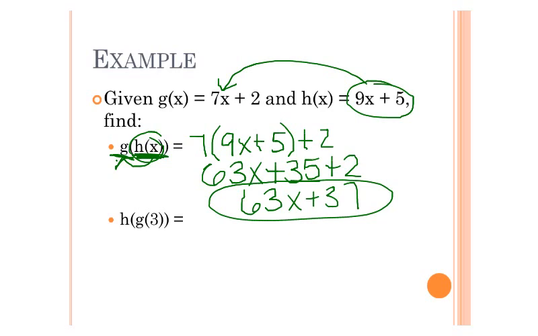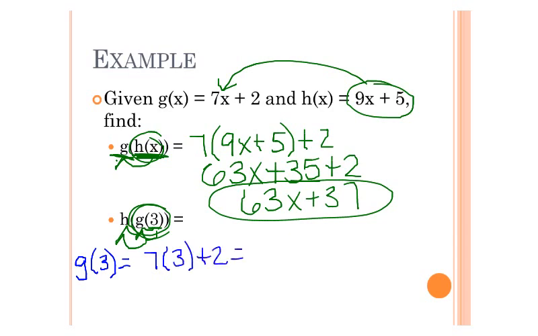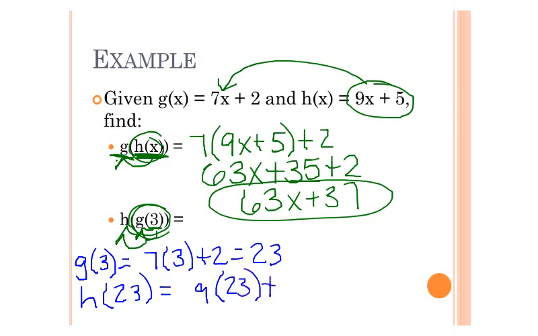And then here, I actually have a number inputted into a function, and then that inputted into another function. So I'm going to start by figuring out what g of 3 is. Seven times 3 plus 2. So g of 3 is 23, and I'm going to take that result and input it into the h of x function. So 9 times 23 plus 5, and that is 212.